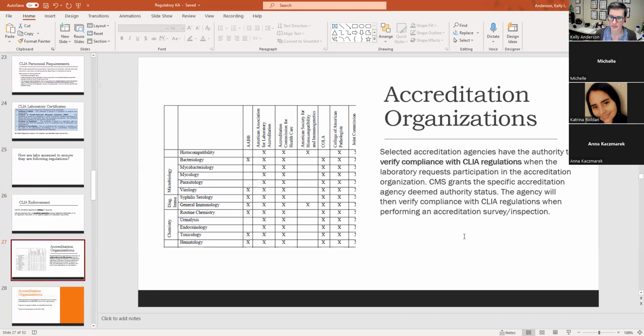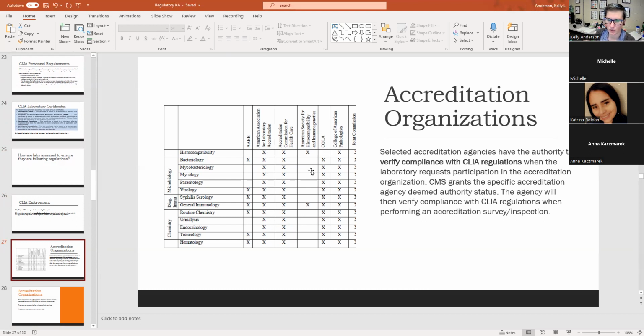So who are these organizations? Selected accreditation agencies have the authority to verify compliance with CLIA regulations. When the laboratory requests participation in the accreditation organization, they will come and inspect you, and they will make sure that you are following the CLIA regulations, and then they will have their own regulations. Basically, anything you need to find, you can find on the CMS website. It has a chart for who can accredit you in what areas.